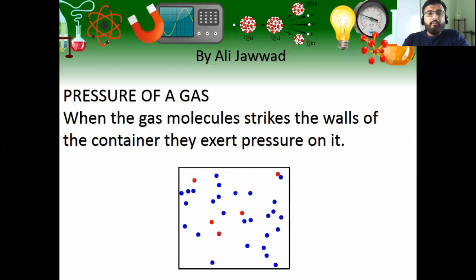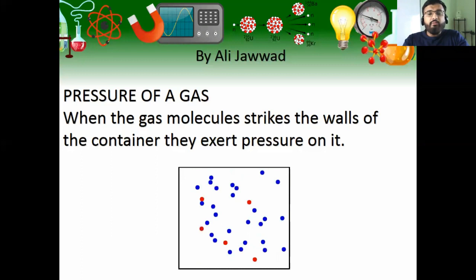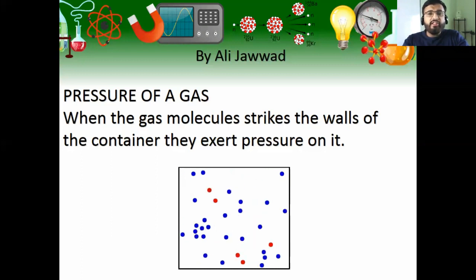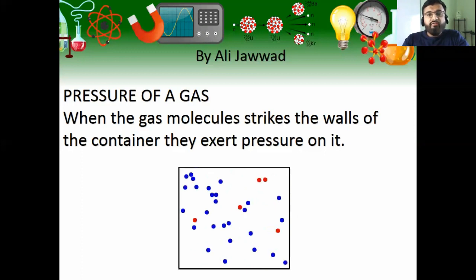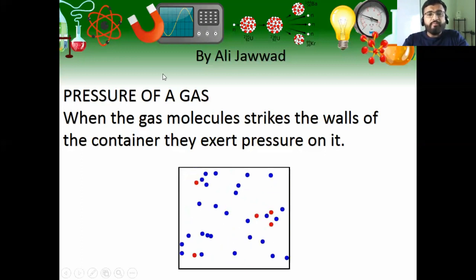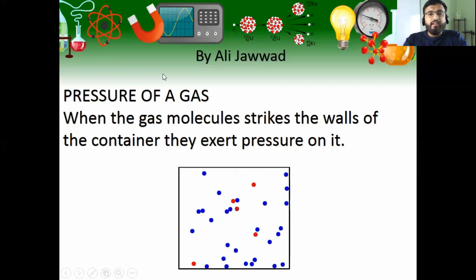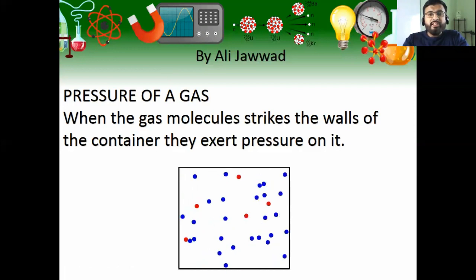So the distance between the molecules and the forces of attraction define the properties such as pressure, such as the flow properties of a liquid, and the shape of a solid. So this is all for today's lesson.